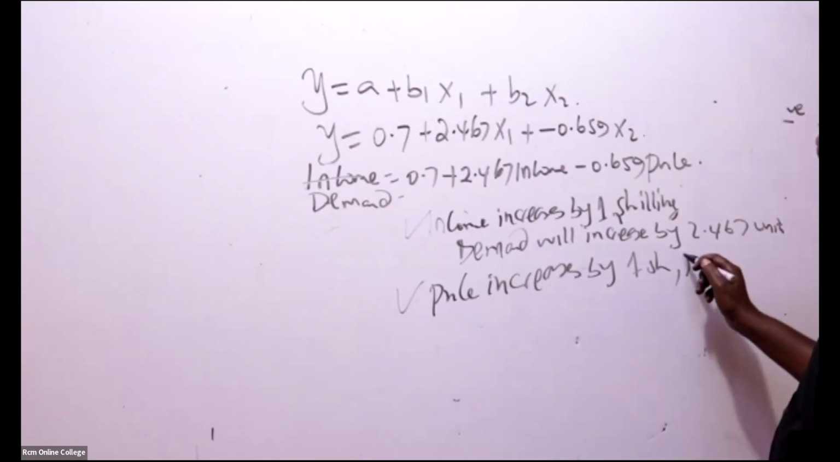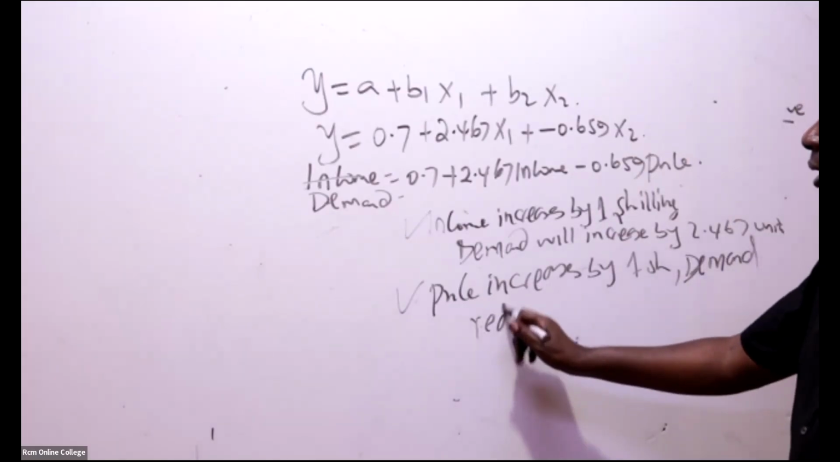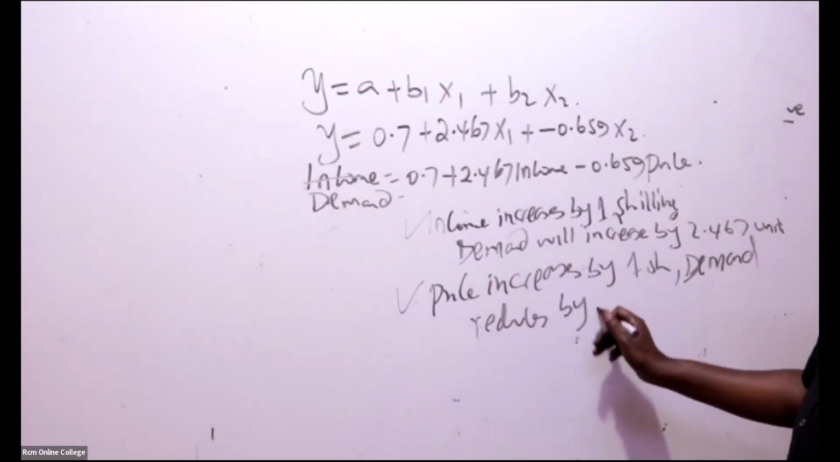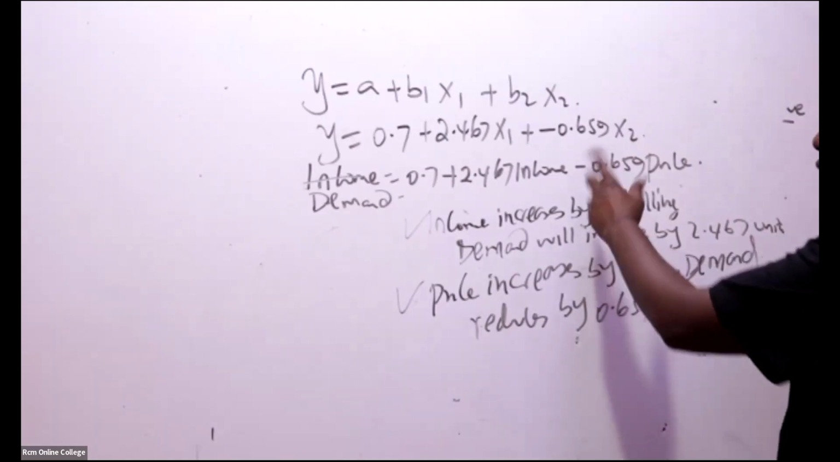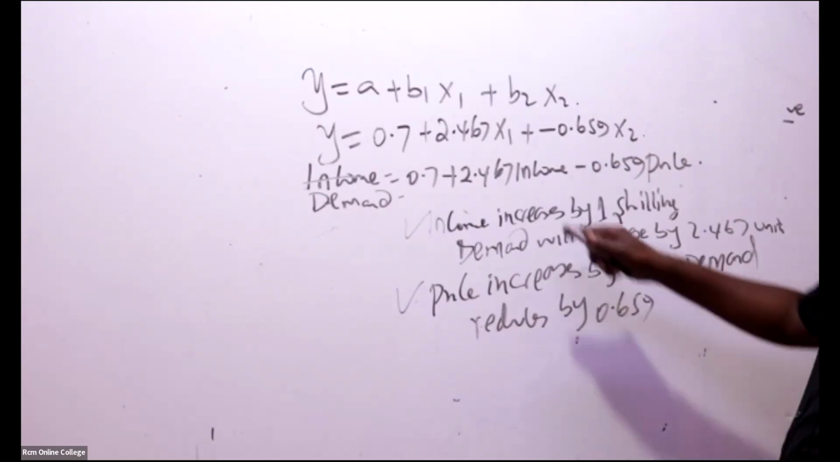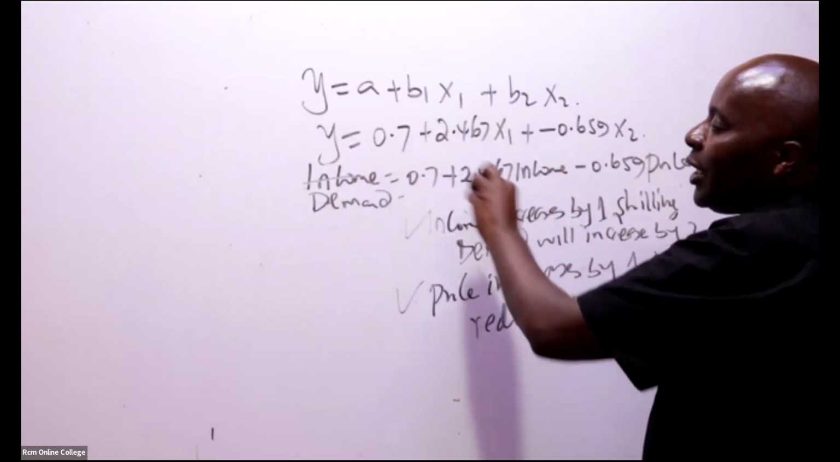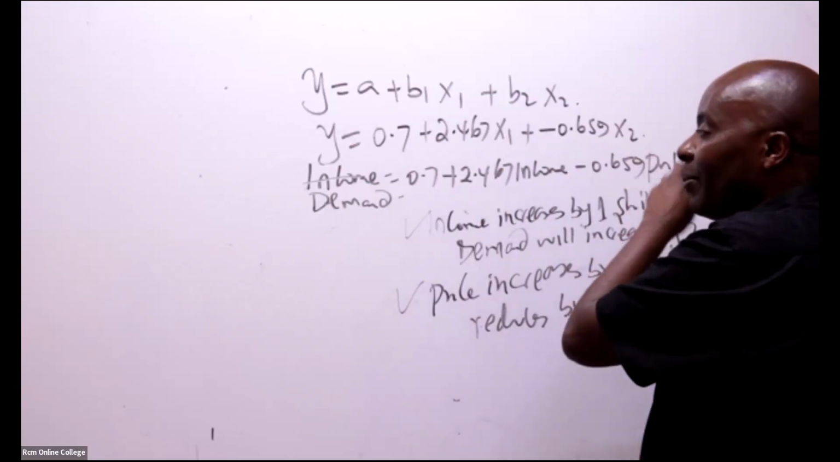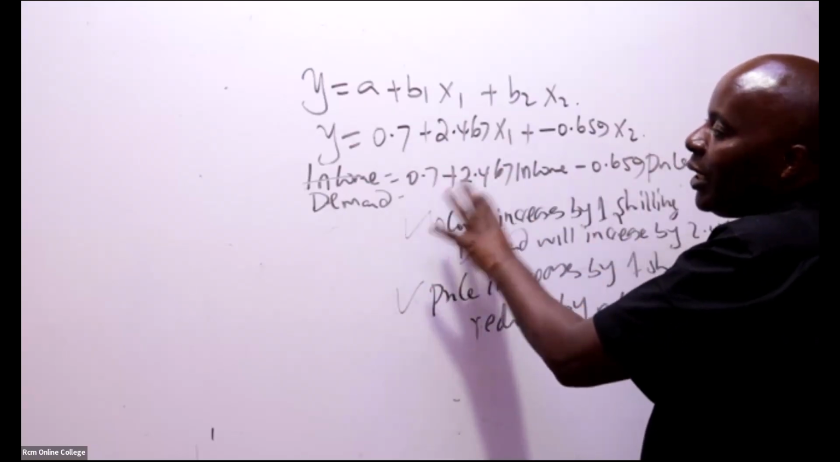Then demand reduces by 0.659 because of the negative relationship. They wanted you to interpret this like 0.7 is the constant demand. That demand which does not depend on income and price. If income and price were to be 0, then the demand that is guaranteed is 0.7.